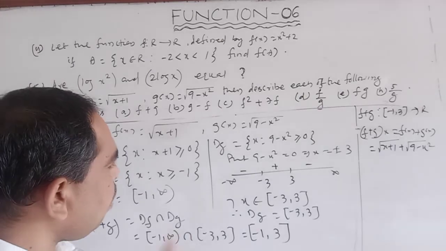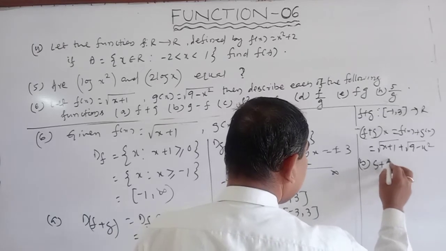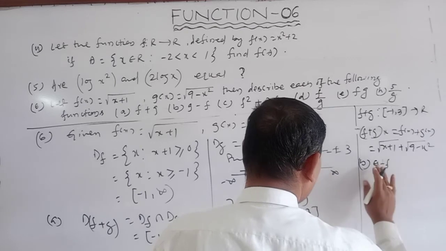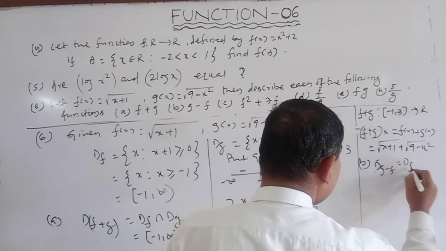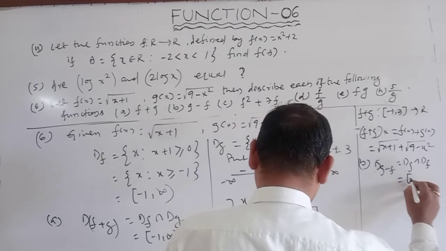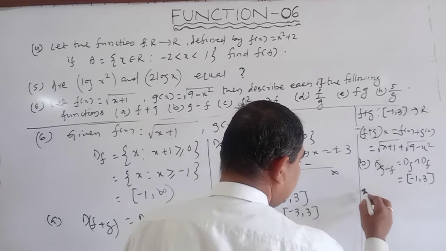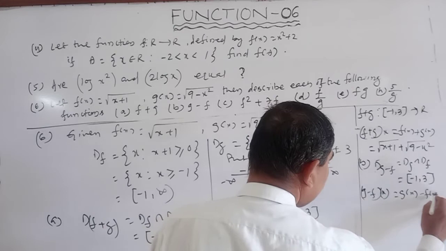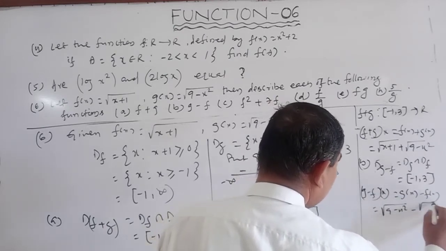Similarly, g minus f. Domain of g minus f is equal to the same, domain of g intersection domain of f, so it is the same, minus 1 to 3. Domain of g minus f. Okay, and g minus f of x is equal to g of x minus f of x, which is equal to square root of 9 minus x square minus square root of x plus 1.